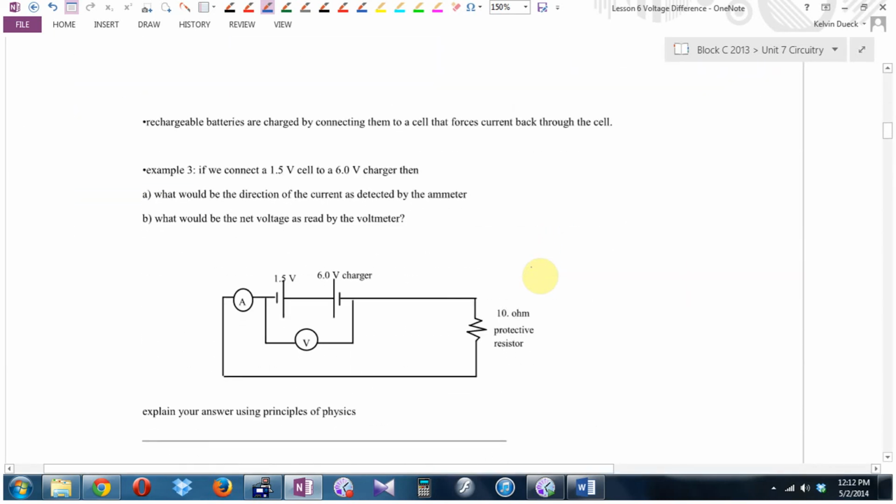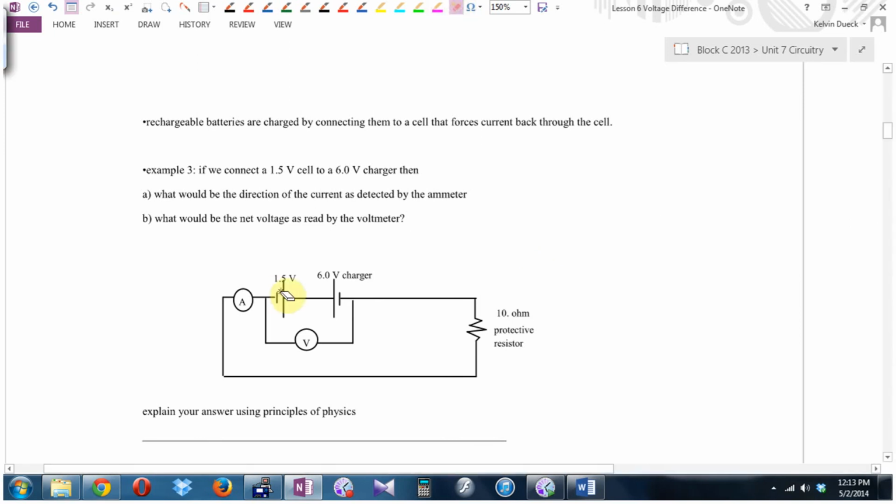You can have the batteries facing each other, like example 3. So I wrote here, rechargeable batteries are recharged by connecting them to a cell that forces current back through the original cell. You connect a small rechargeable battery to a bigger voltage in the opposite direction, like this picture here.